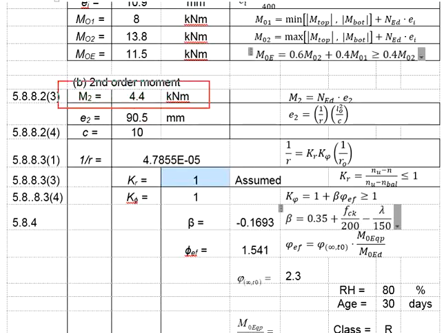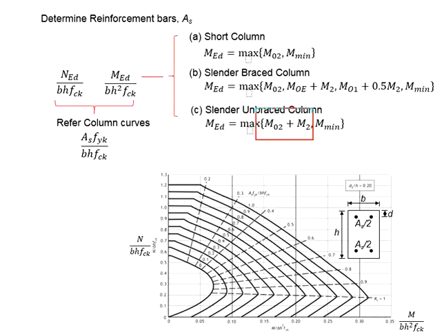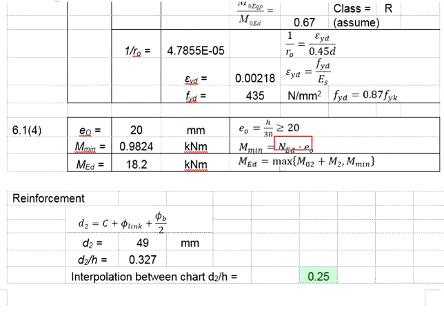M2 is calculated as 4.4 with the assumption that the Kr equals 1.0, and then the value calculated after the summation shall be greater than the Eng-aim. Eng-aim is calculated by multiplying the NED with the E0. E0 shall be equal to H divided by 30. The H here refers to the dimensions of the column.